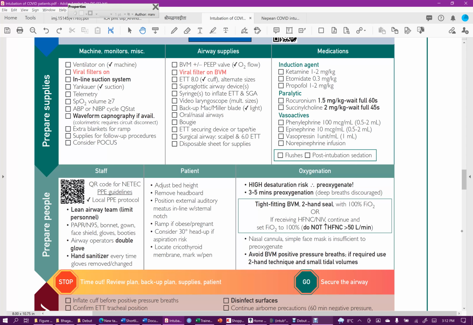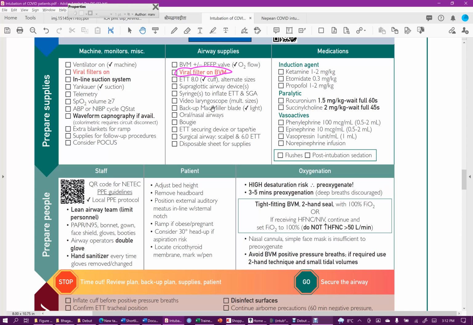Then to prepare, little things like extra blankets or towels for ramping up to get the patient into position, especially if the first attempt at intubation fails. Then you can try point of care ultrasound. It's not something that I would advocate personally. And then all of these things: viral filter, try and use an HME, the supraglottic airway device, the syringe to inflate. All of these things are exactly the same. There's virtually no difference whatsoever.